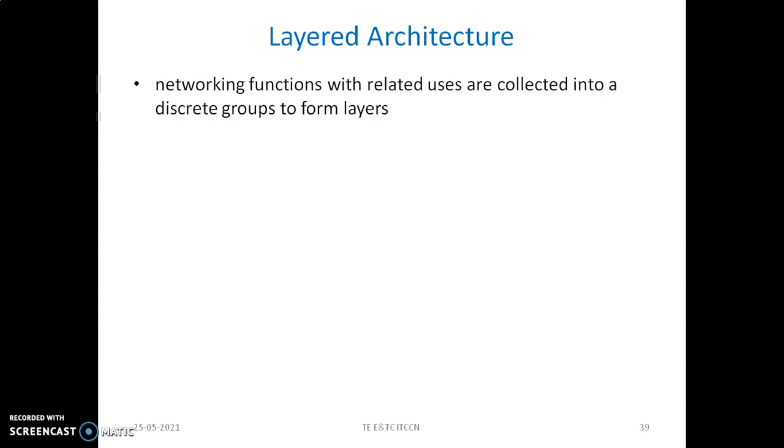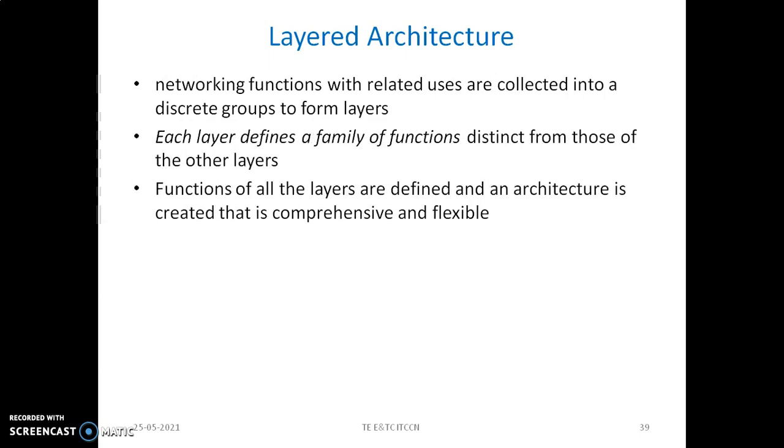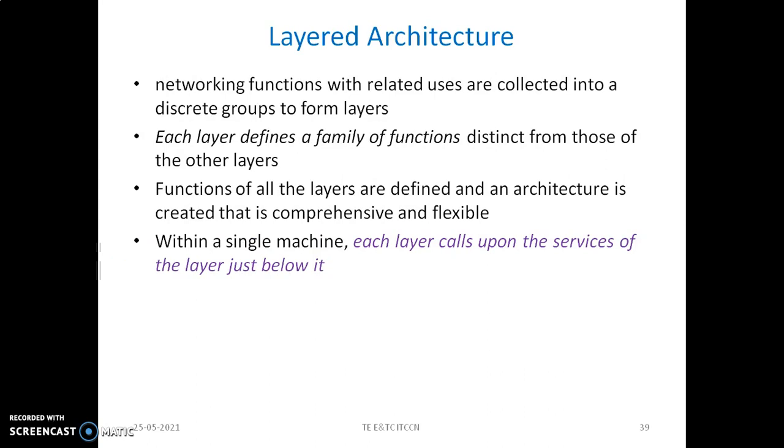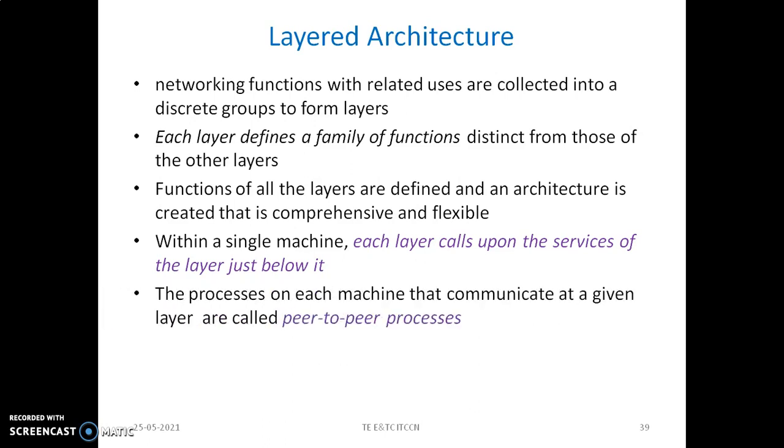Now, layered architecture. Here it defines how this architecture works. Among these 7 layers, each layer calls upon the services of the layer just below it. So every layer has to provide services to the layer just above it. And each layer has a set of functions that are defined. When one machine A has to communicate with another machine B, whenever the interaction occurs, communication is held.